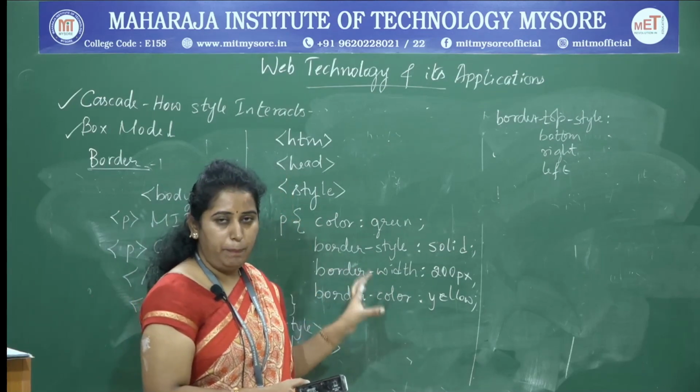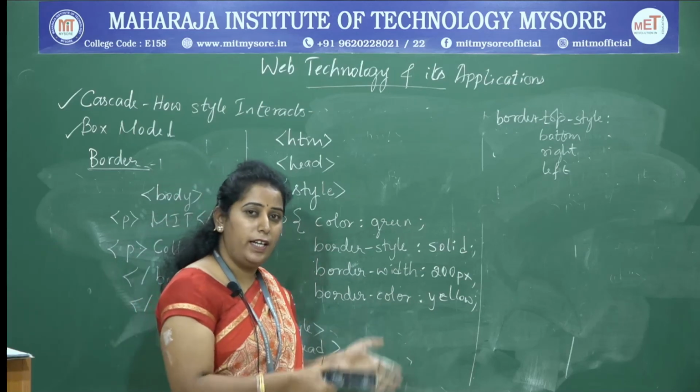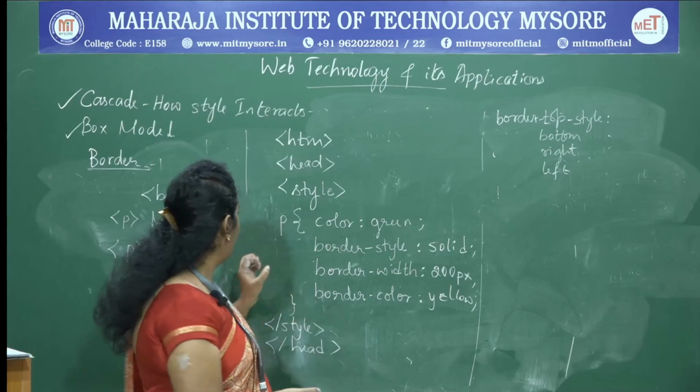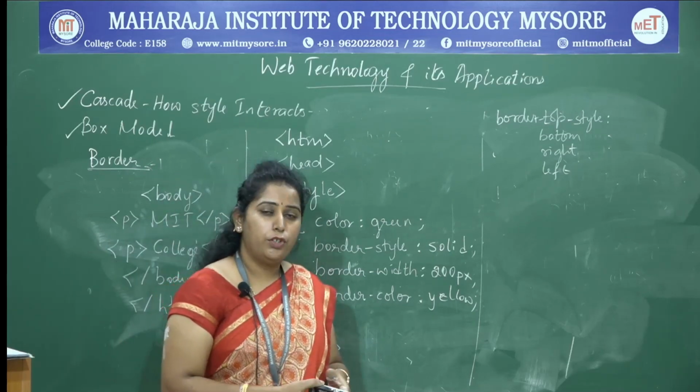So this is how the border property can be used in our program for styling the paragraph or a content, or for separating one element from another element, which is used for visual purposes. So this is all about today's topic.